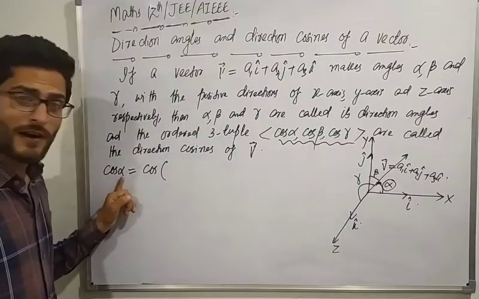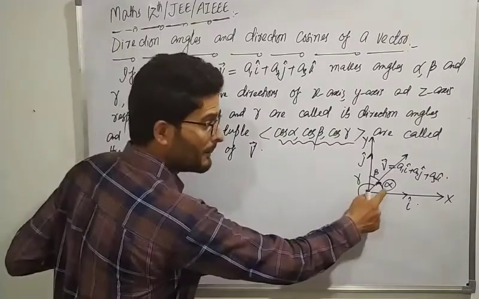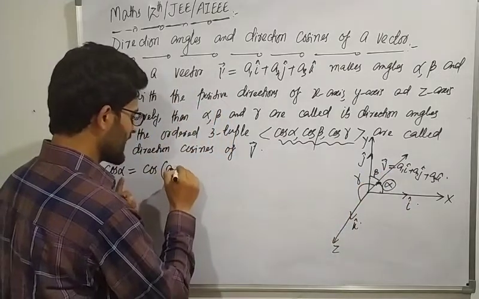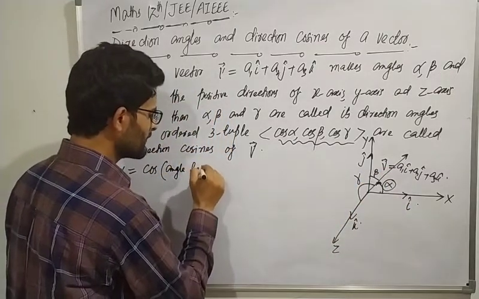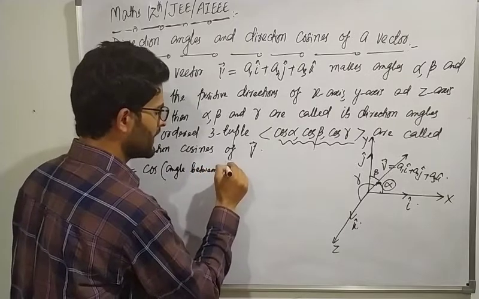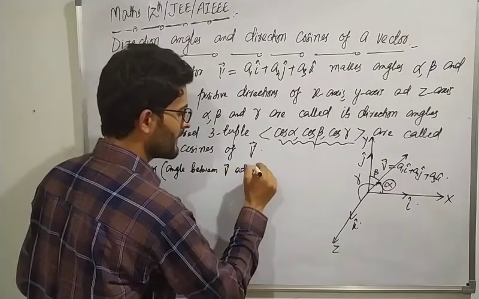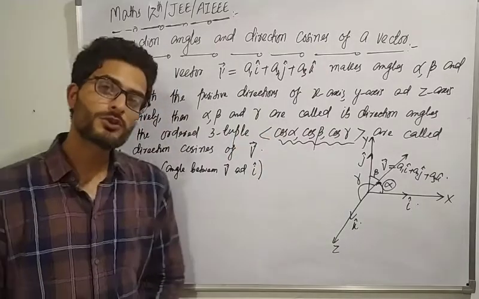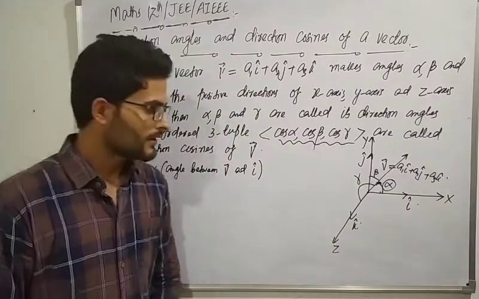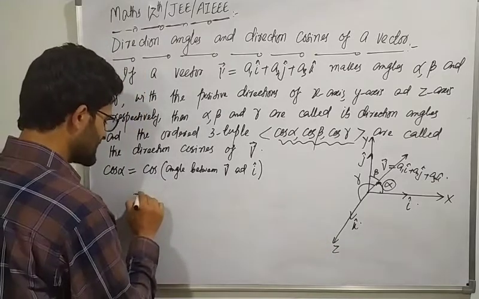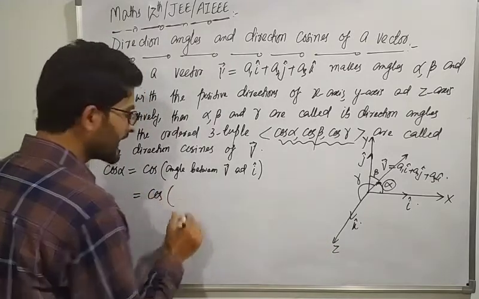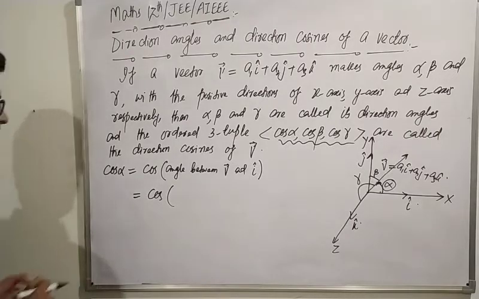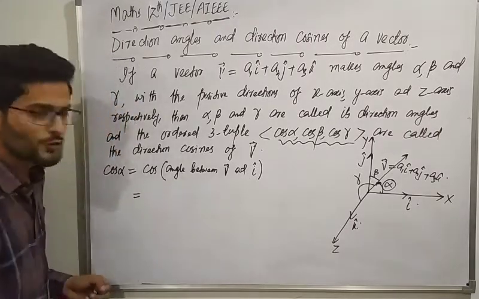So, cos alpha के बदले क्या लिखेंगे? Alpha क्या है अब? Angle between v and i cap. So, cos of angle between vector v and unit vector i cap, because i cap is a unit vector along the positive direction of what? X-axis. So that is equal to cosine of angle between v and i cap. या cos को छोड़ो, cosine of angle between two vectors.